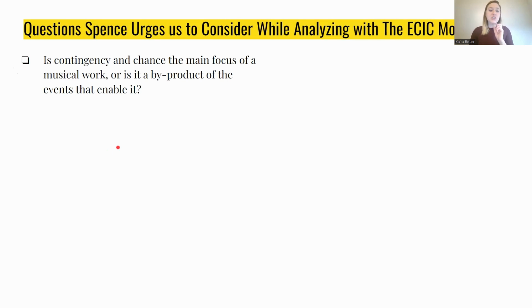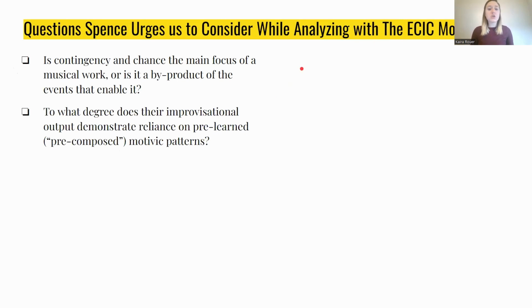So is contingency and chance the main focus of a musical work, or is it a byproduct of the events that enable it? To what degree does their improvisational output demonstrate reliance on pre-learned or pre-composed motivic patterns? So a lot of jazz music would follow this question. What kinds of diatonic patterns, chordal progressions, keys used, things like that. Like improvisation can get very prescriptive in different cultures too. Like Indian ragas get very, very prescriptive as well. And it's actually argued that they're less improvisational than a lot of experimental improvisers will accept.